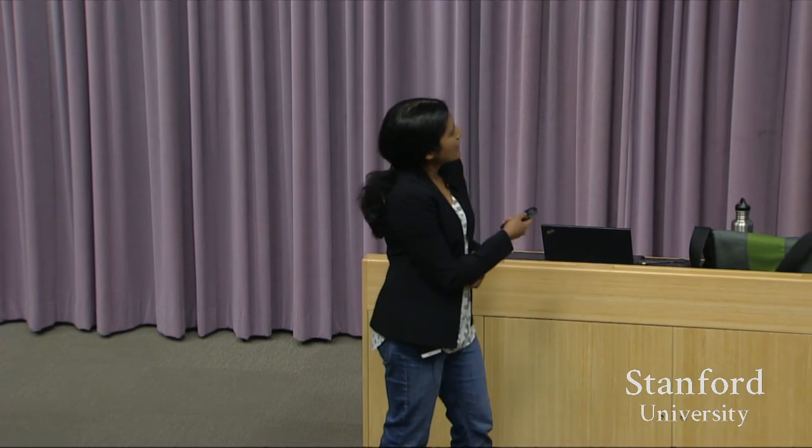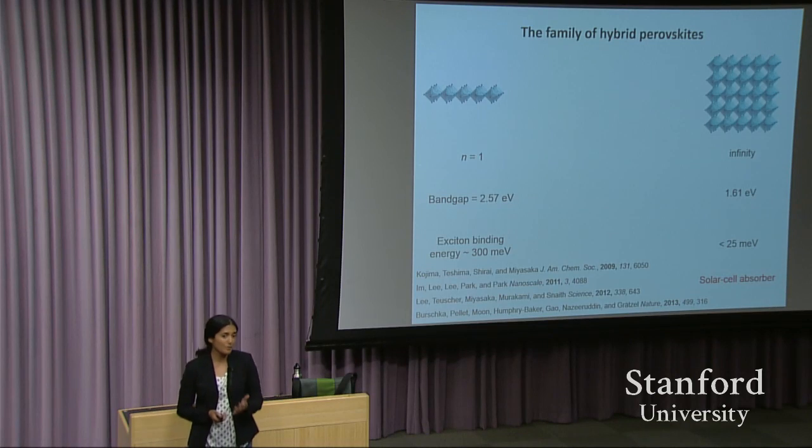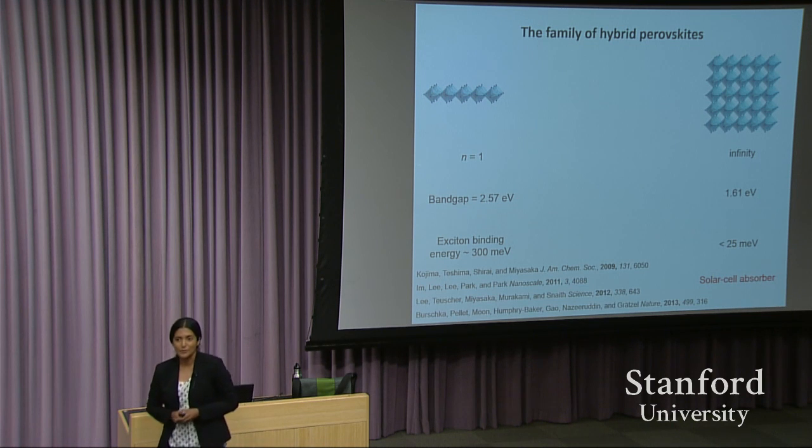So if I were to call this N=1, I would have to call the 3D perovskite N=infinity, and you can see here the photophysical properties are much better suited for PV applications. The band gap is smaller, the exciton binding energy is weaker than room temperature, meaning that there are free carriers at room temperature.